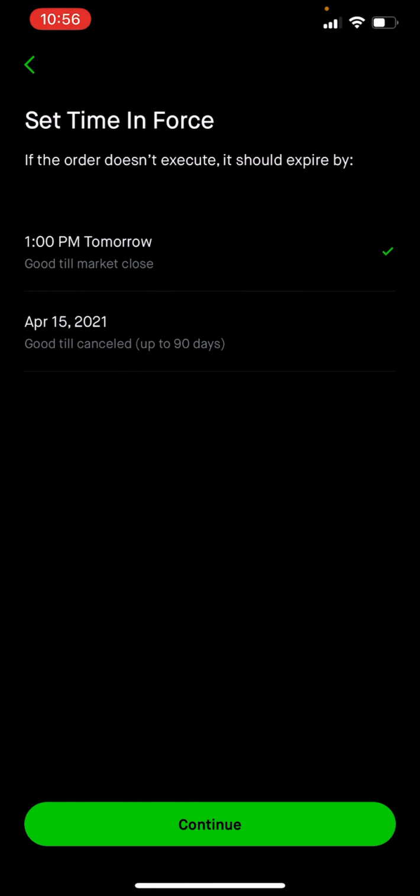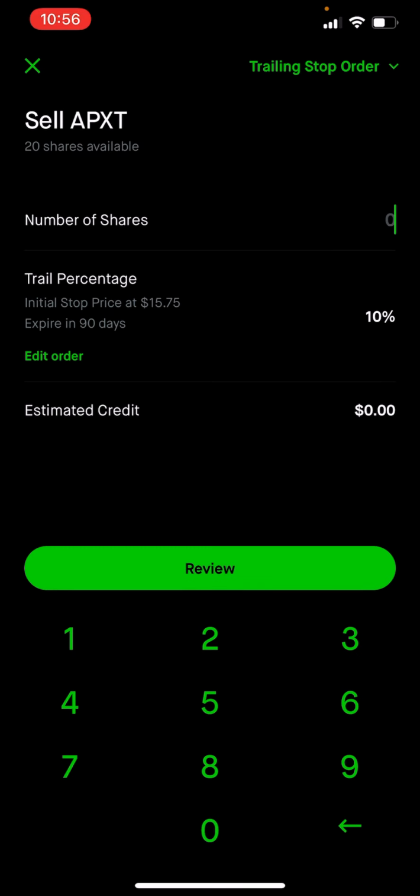I'll put good till 90 days. I'll go to continue. And then it says number of shares. Now it has to be a full number of shares. If you have fractional shares, it's not going to do it. So it has to be an actual set number of shares. So right here, I'm going to be putting 20 shares, and it'll sell all of them. And then my estimated credit would be 305 if it hits that price.